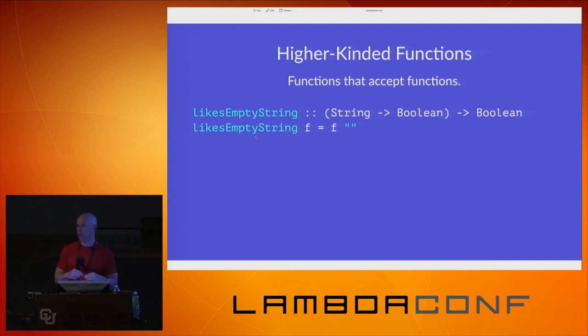Well, what is it doing with those functions? Well, in this case, it's testing it against the empty string. So likes empty string doesn't break the pattern we've learned so far. It's a mapping from one set to another set. Its domain is a set of functions from string to boolean. Codomain is boolean, a set of boolean values. Yes, it's significant that these are called higher kinded as opposed to higher order functions. Sorry, it should be higher order functions. Same thing, really? Similar. Okay. But I'll get into that in a second. It should be called higher order functions.